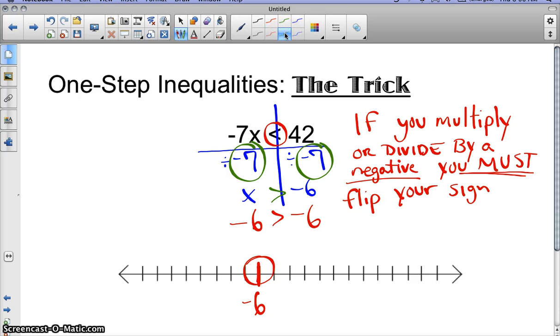Let's plug in another number. Is 0 greater than -6? Is having no money better than owing somebody $6? The obvious answer is yes. So again, we want to go towards 0, and 0 is again to, yay, autocorrect. 0 is again to the right of -6. So that means any number to the right of -6 will make it a true statement.